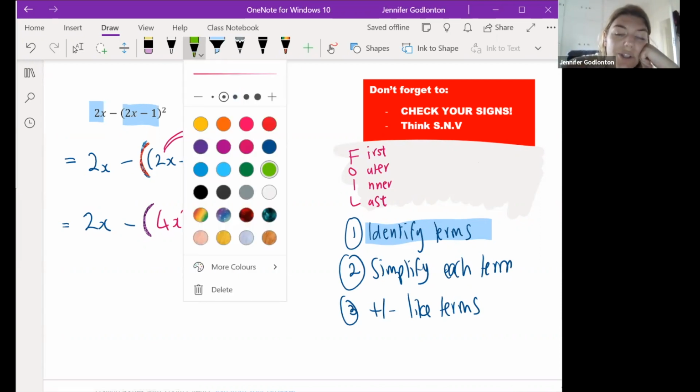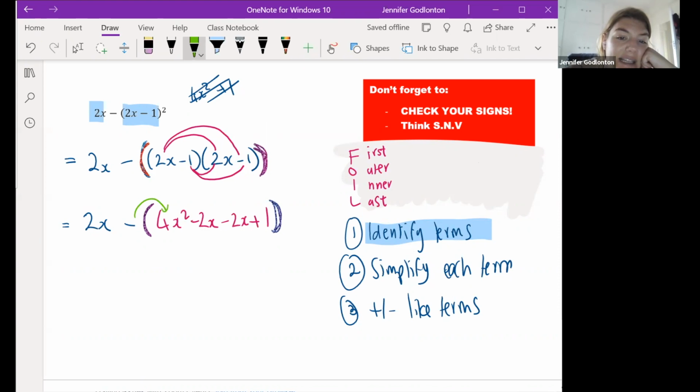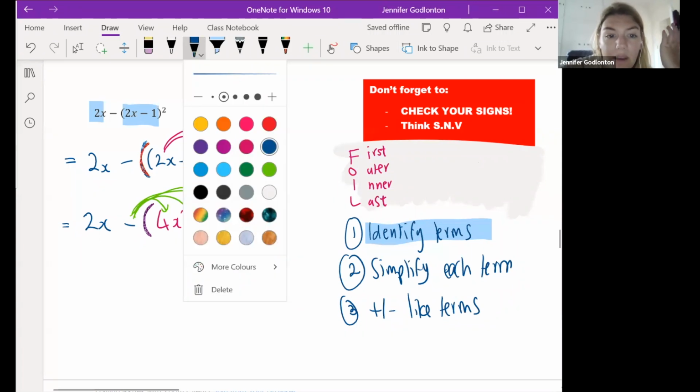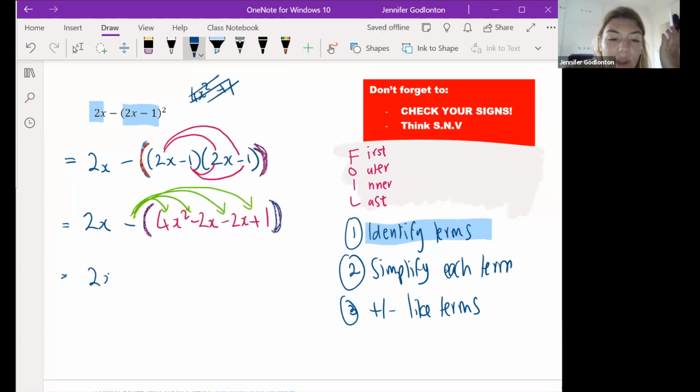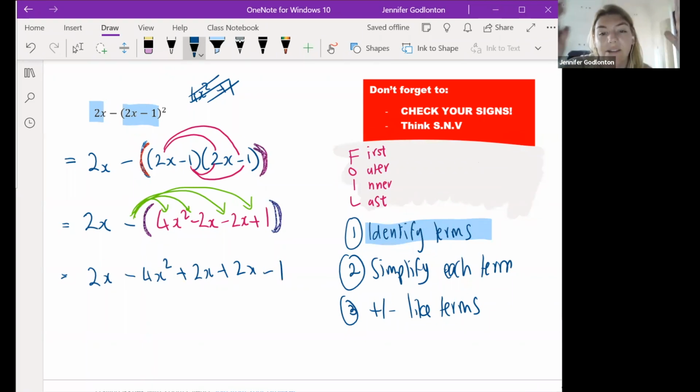So for that distribution, you would be taking this negative sign into everything in that bracket. So we're going to have our 2x over here. But now we're bringing in our negative. So we're going to have negative 4x squared. A negative and a negative is a positive. A negative and a negative is a positive. A negative and a positive is a negative. Okay, so now we have simplified each term. Everything is as simplified as it can be. Our last step is to add and subtract like terms.